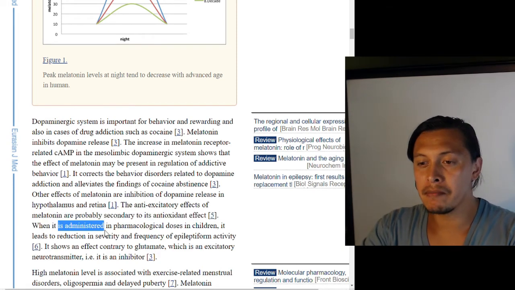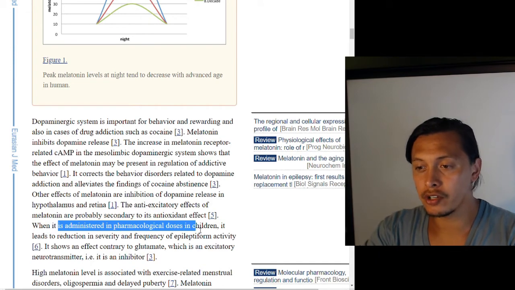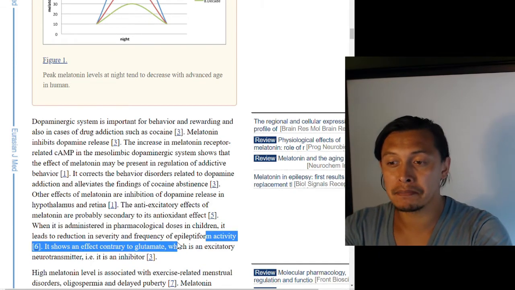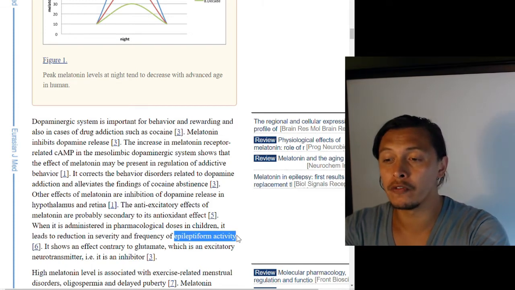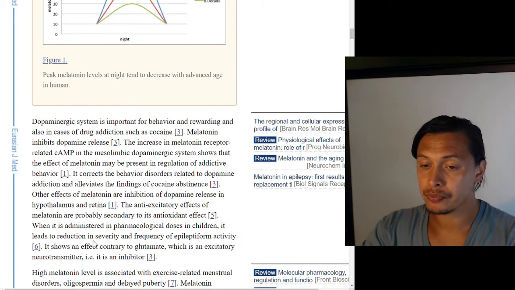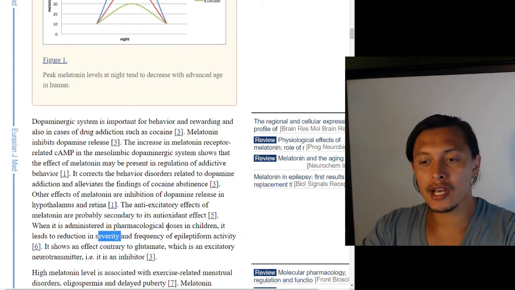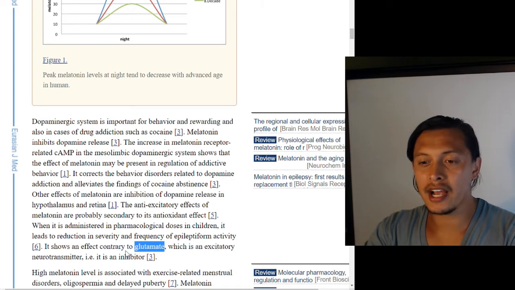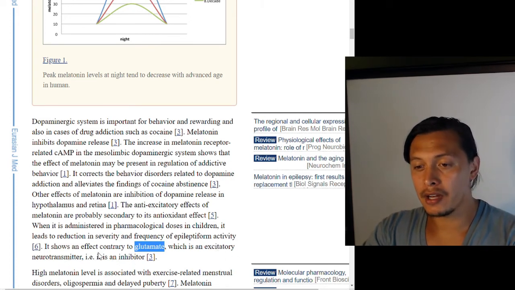So when it is administered in pharmacological doses in children, it leads to reduction in severity and frequency of epileptiform activity. So removing epilepsy from these children would be absolutely amazing. It shows an effect contrary to glutamate, which is an excitatory neurotransmitter. For example, okay, it is an inhibitor.